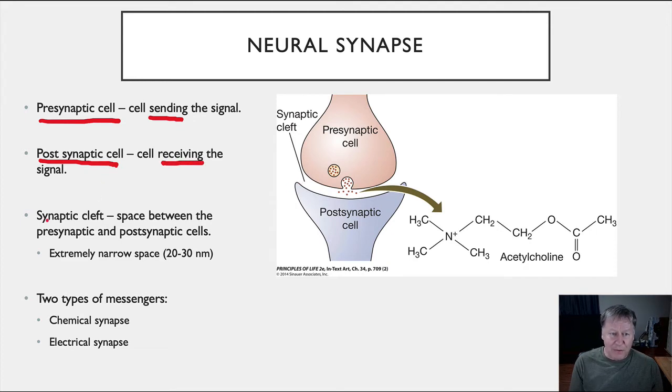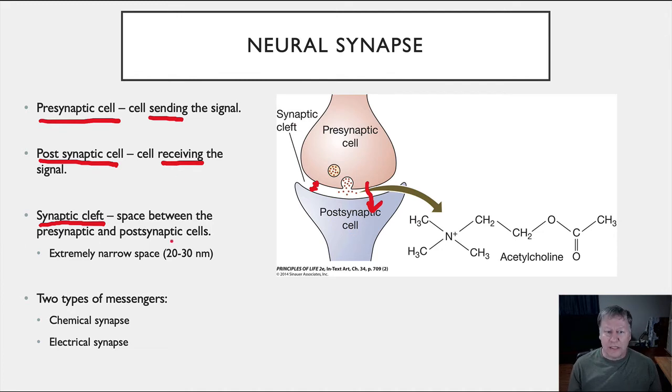And then finally, we have what's called the synaptic cleft. The synaptic cleft is the space between the two cells. They're not physically touching each other. There is a small gap, 20 to 30 nanometers, so tiny, tiny amounts, but it's a gap. So the presynaptic cell is going to release a message that will cross the synaptic cleft and be received by the postsynaptic cell.